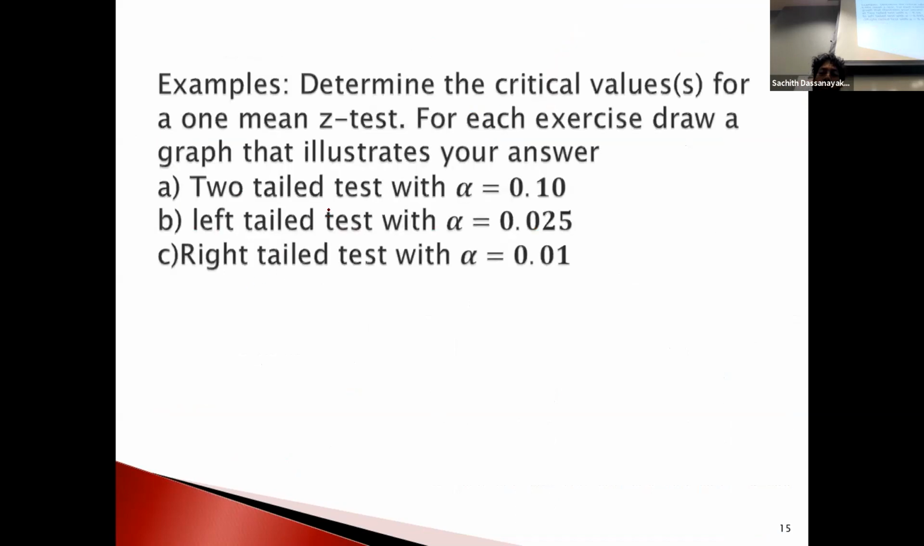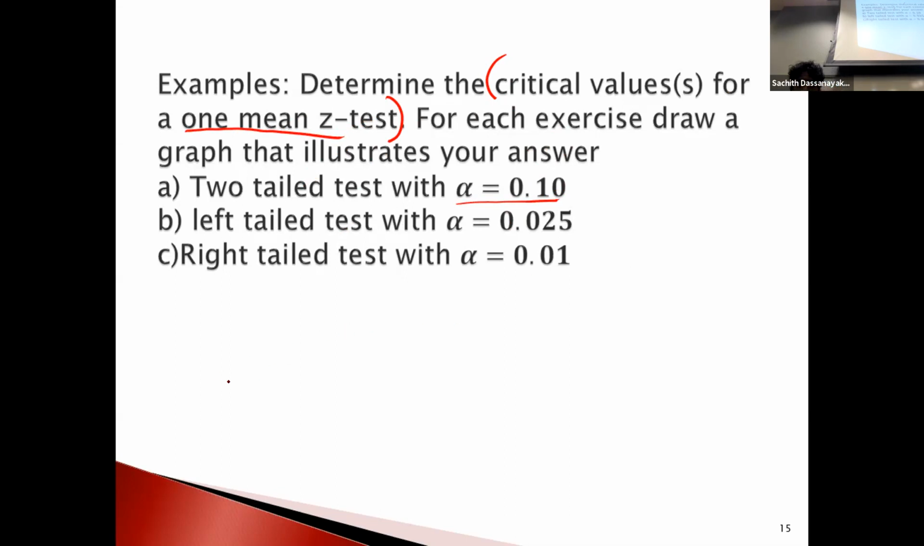Check these examples. Test statistic value. Determine the critical values for one mean Z test. Why one mean? Because we are using mu only. Why Z test? Because we are using the Z table. For each exercise, draw a graph and illustrate your answer. There are no test statistic values. Simply you have to find Z alpha or Z alpha over 2 based on the test side, I mean two tail or one tail.